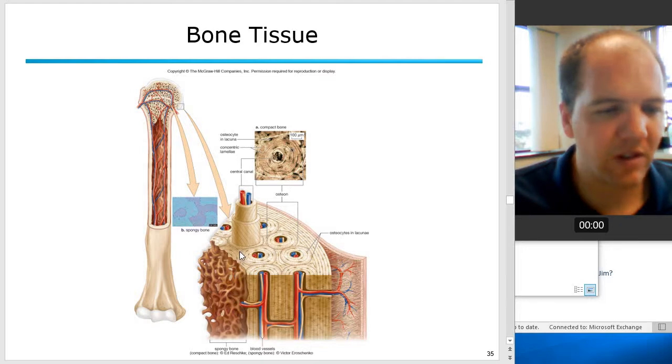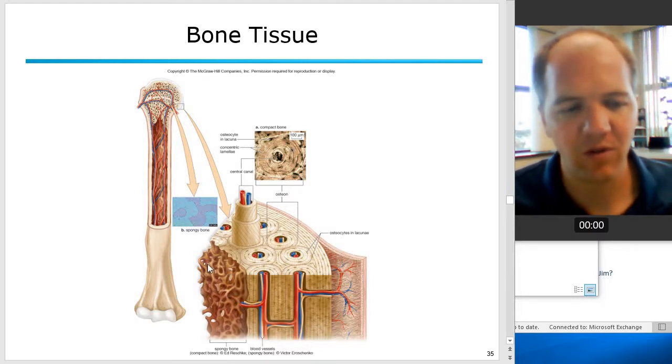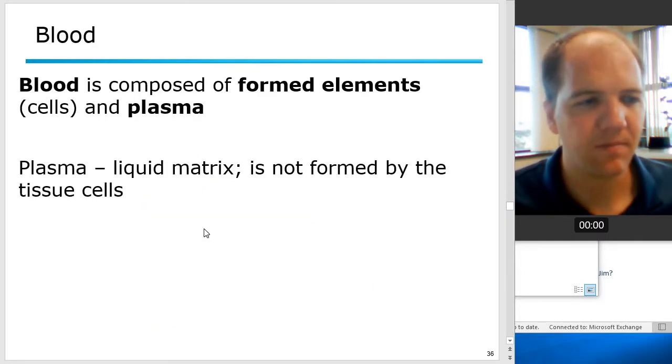So here's the compact bone, and then we have the spongy bone inside. So notice that it has a lot of spaces and things like that. That's where our bone marrow, particularly our red bone marrow, is going to be located. That's producing red blood cells and other blood cells inside our body. So that's the bone tissue.